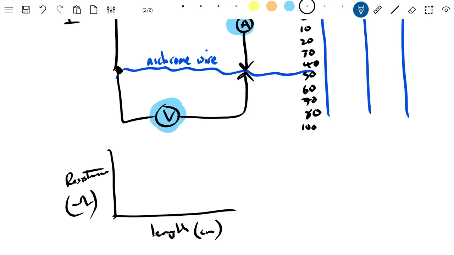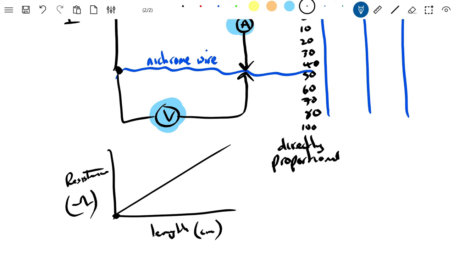Now what you'll find in this is that it's like that. It's a straight line. Now that straight line means that resistance and length are proportional to each other. Now we use the phrase directly proportional. And directly proportional means it's a straight line that goes through the origin.